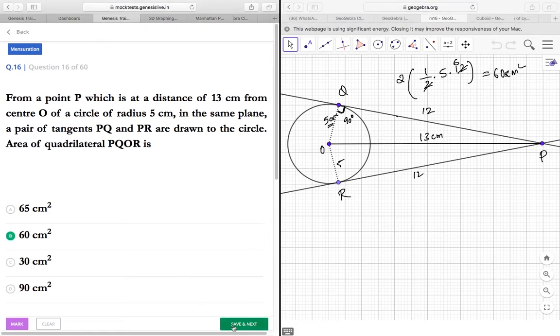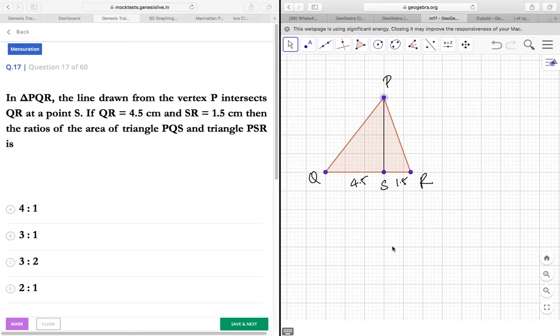Next one. In triangle PQR, a line drawn from the vertex P intersects QR at a point S such that QR is equal to 4.5. This is not 4.5, so this will be 3 then. QR is 4.5, SR is 1.5. Then the ratio of the area of triangle PQS, this one, and triangle PSR, this one, right?